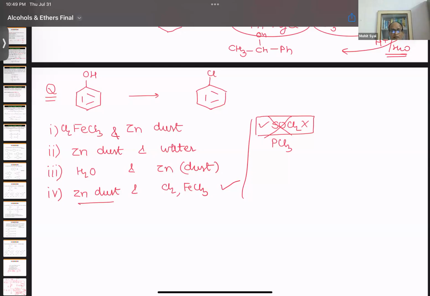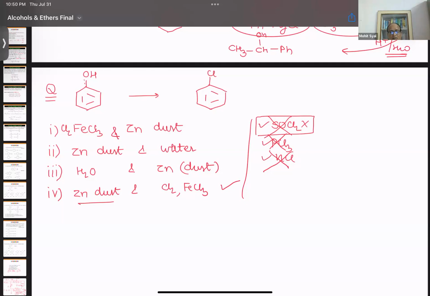Remember, all the methods SOCl2, PCl3, HCl, the ones we discussed in the previous chapter, were applicable on CH3OH and ethanol. They were not applicable on phenol. Why? Because phenol has partial double bond character, so all these reactions will not be applicable in case of phenol. Do remember it. Got the point? Very important point.